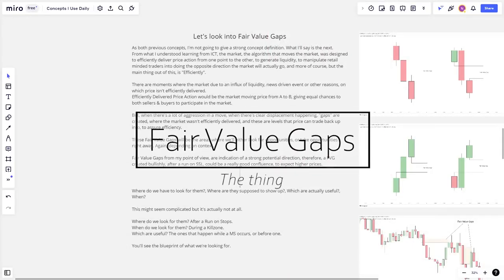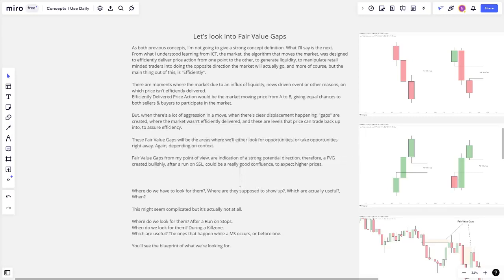Now we're going to jump onto fair value gaps. And as with both previous concepts, I'm not going to give a strong definition. So what I'll say is the next. From what I understood learning from ICT, the algorithm that moves the market was designed to efficiently deliver price action from one point to the other, to generate liquidity, to manipulate retail-minded traders into going the opposite direction the market will actually go, and of course more than that. But the main thing out of this is efficiently, right?